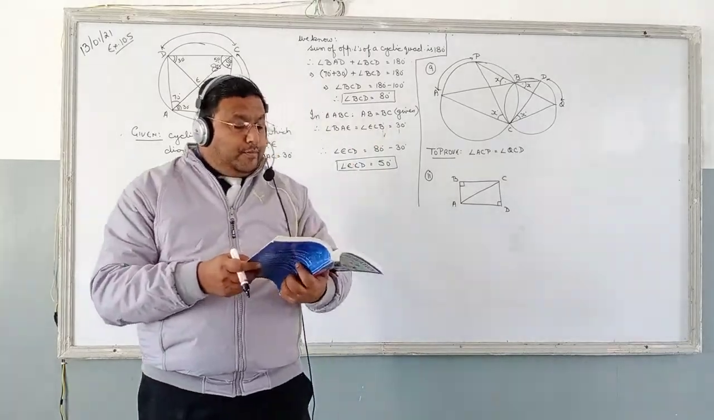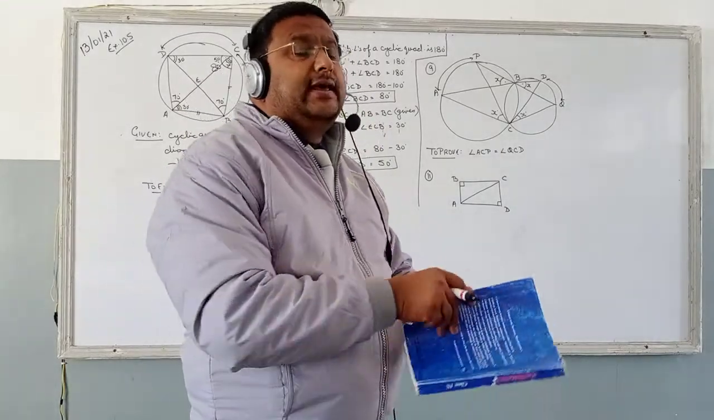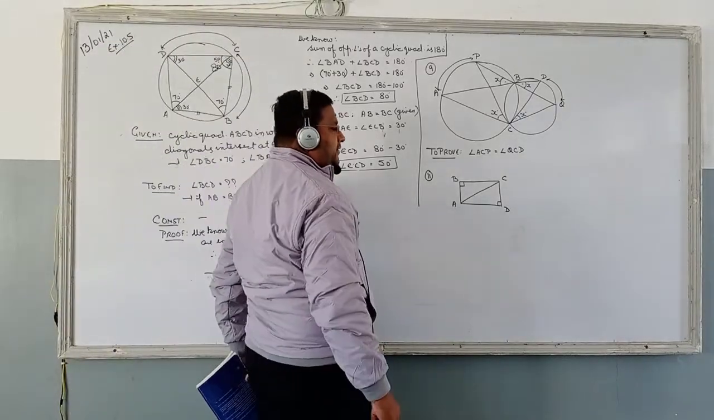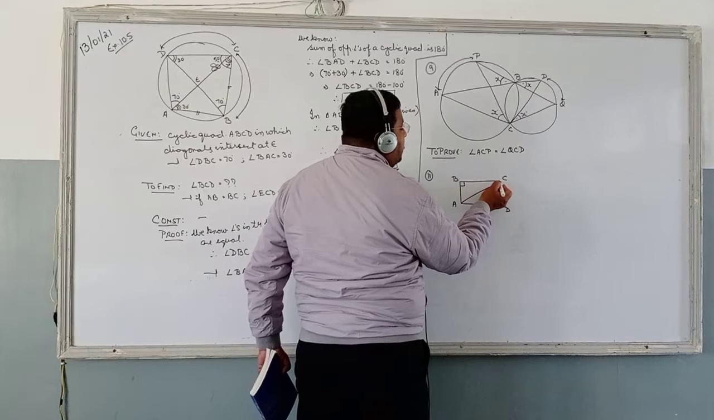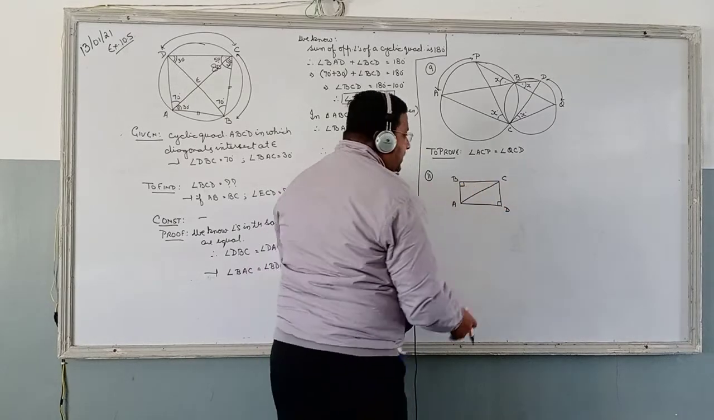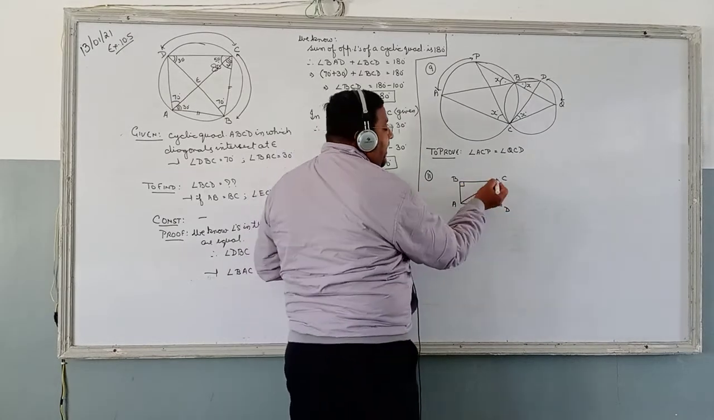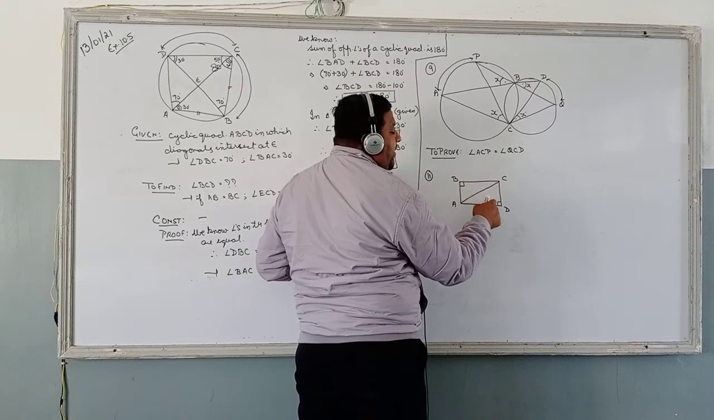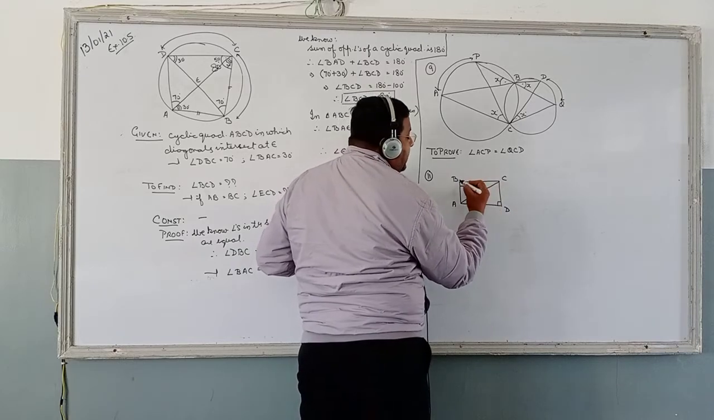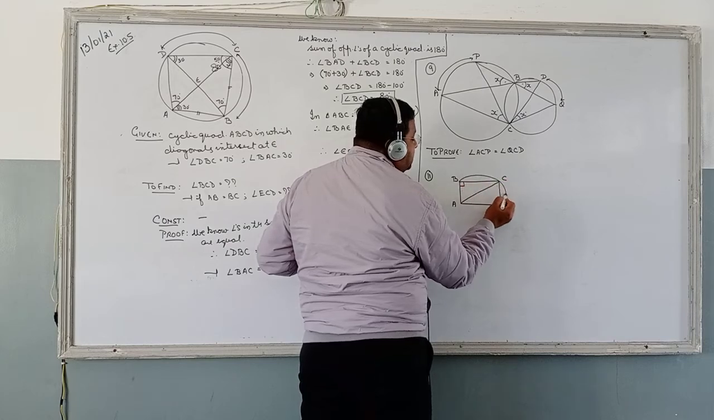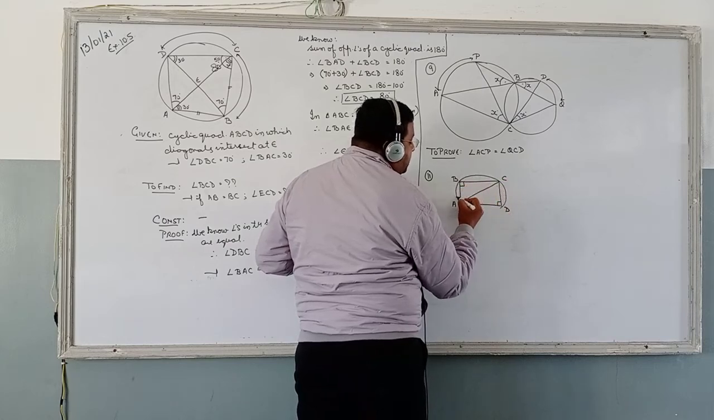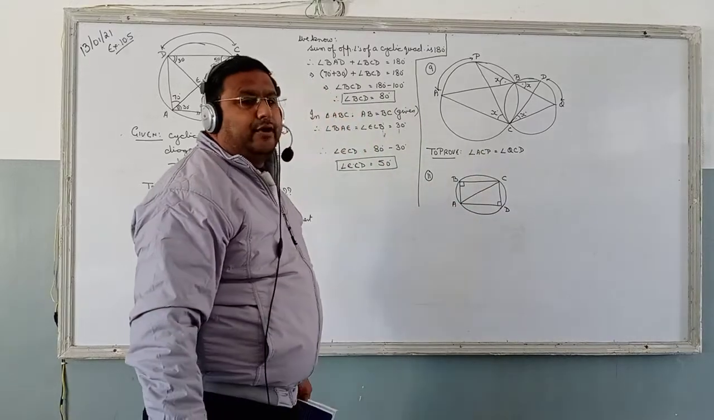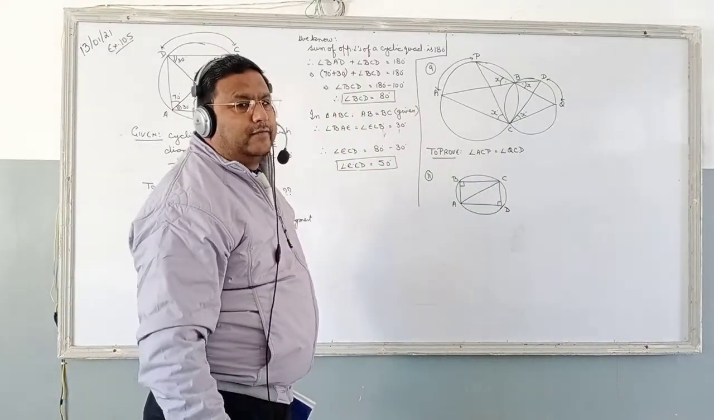He says, prove that angle CAD is equal to CBD. Let me complete the figure first. Since the opposite angles are giving me 180, that means they are the vertices. It is a cyclic quadrilateral. Now once I draw it, my question is solved.